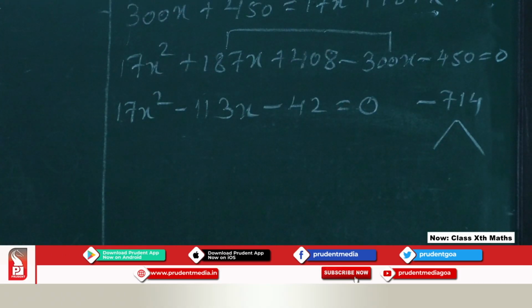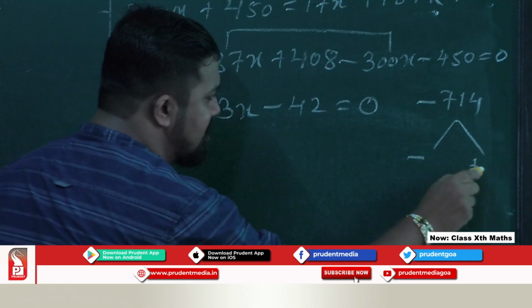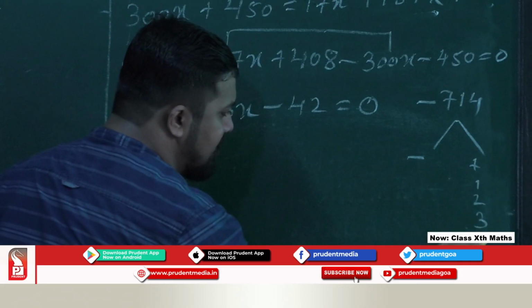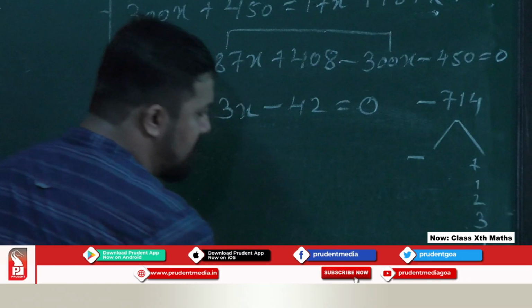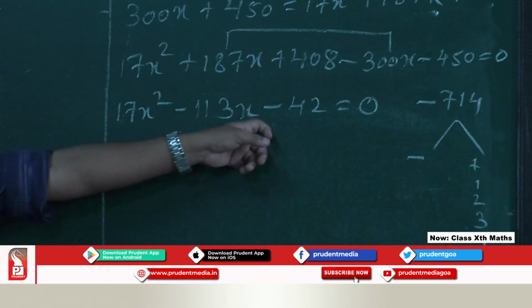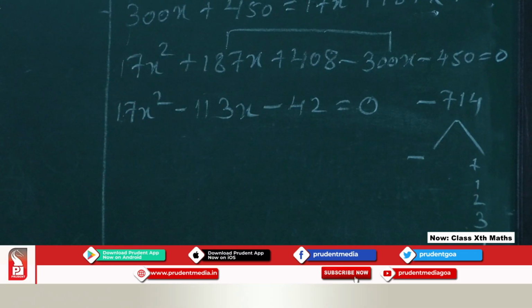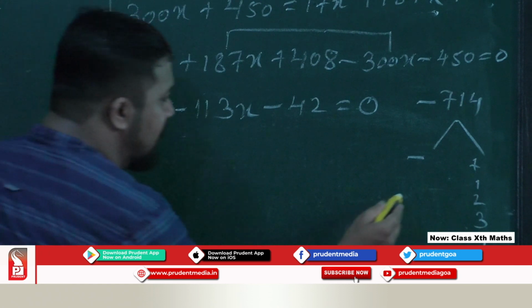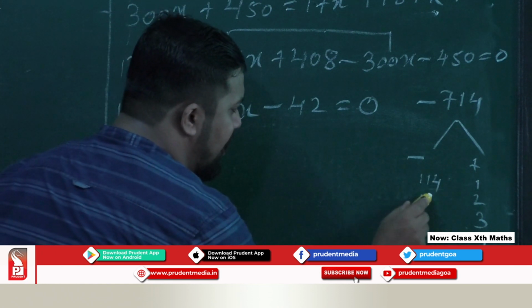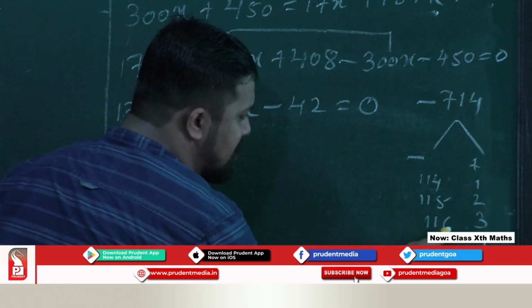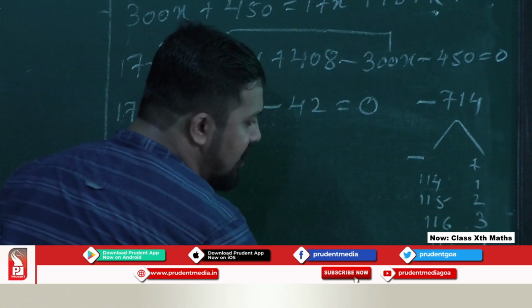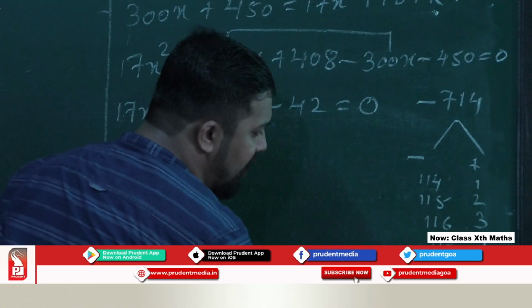Minus 714. I multiplied 17 into 42. The second term's sign I will be putting here. Then first I write the number here. And I told you, if it is negative, what you have to do? You have to do nothing but increase the number. Positive, decrease. Negative, increase. So 113, 114, 115, 116, 117, 118, 119.